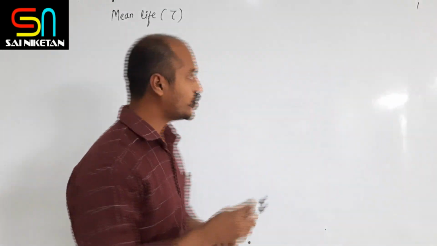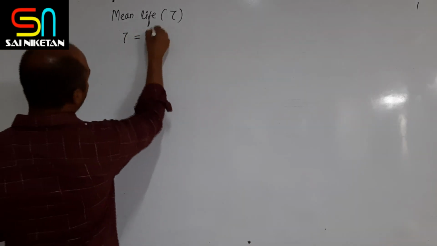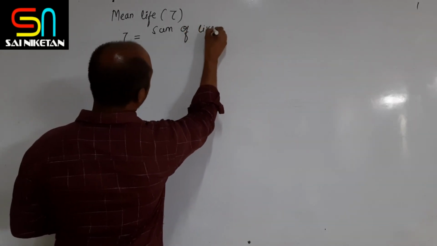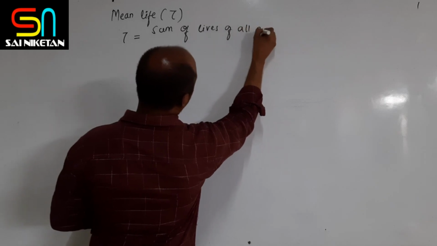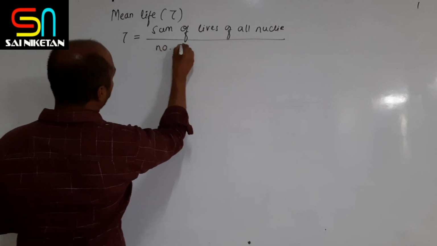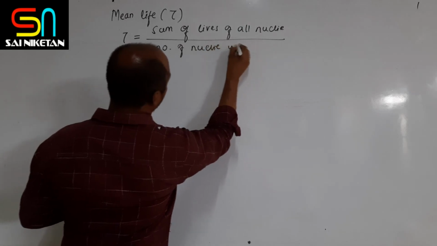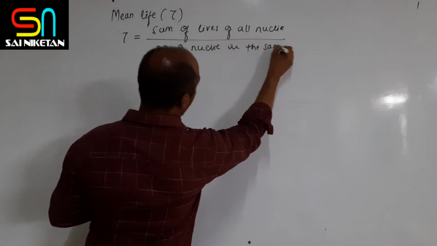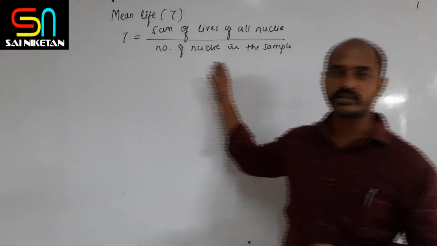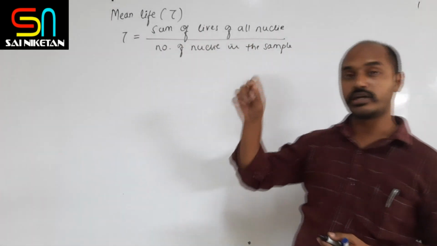So mean life is a ratio. Let me write the mathematical equation: tau is equal to the sum of lives of all the nuclei present in the sample divided by the number of active nuclei in the sample. So this is what the definition is. You can consider this the definition.